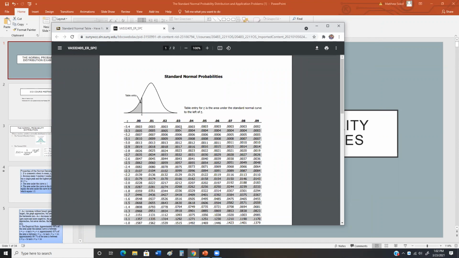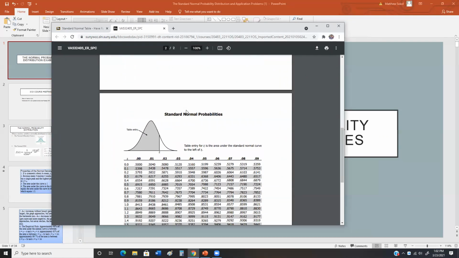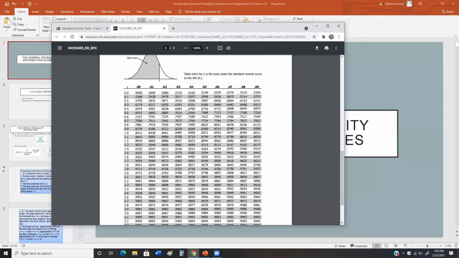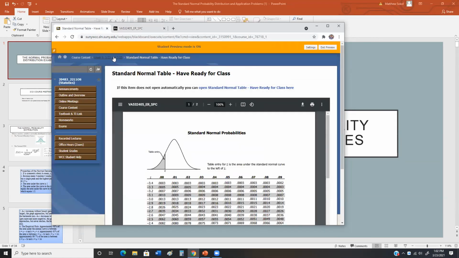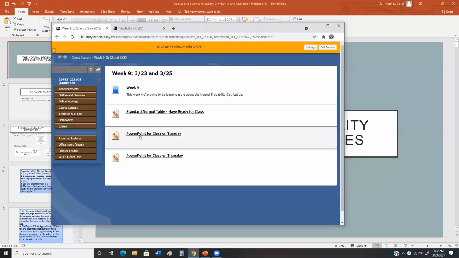We're going to learn how to read it. If you look at it, it looks like there's a ton of numbers on it, but it's actually super easy to read. And I also have this PowerPoint that I posted that I'm going to follow along.